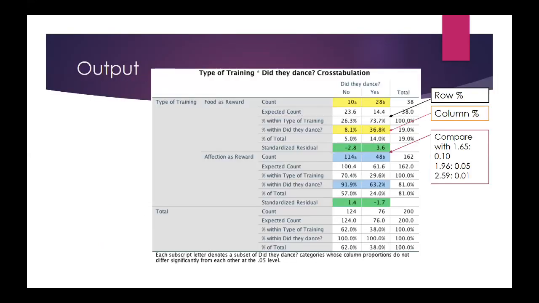And then from the count to the expected count, that's where the associations come from: how far off from your expected count are you? Okay. Basically, yep, exactly.